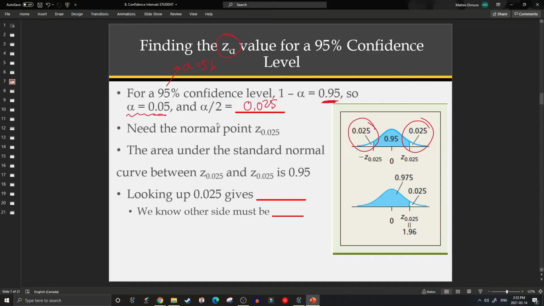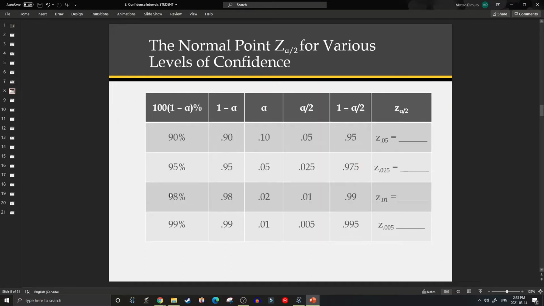Where is it? Okay. So this gives negative 1.96 because we're on the left tail, and we know that the right tail would be positive 1.96.